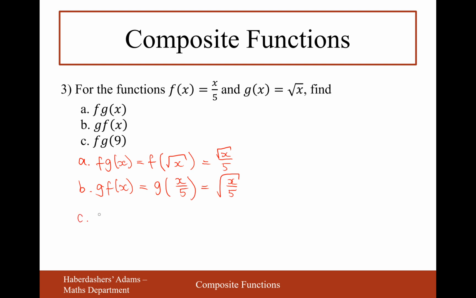So I'll now do part C, which is fg of 9. Now I'm going to use part A as my template for this. I'm going to replace x with 9 because the function structure is the same. So it's going to be the square root of 9 divided by 5. Square root of 9 is 3. 3 divided by 5 is the answer, or 0.6 as a decimal.